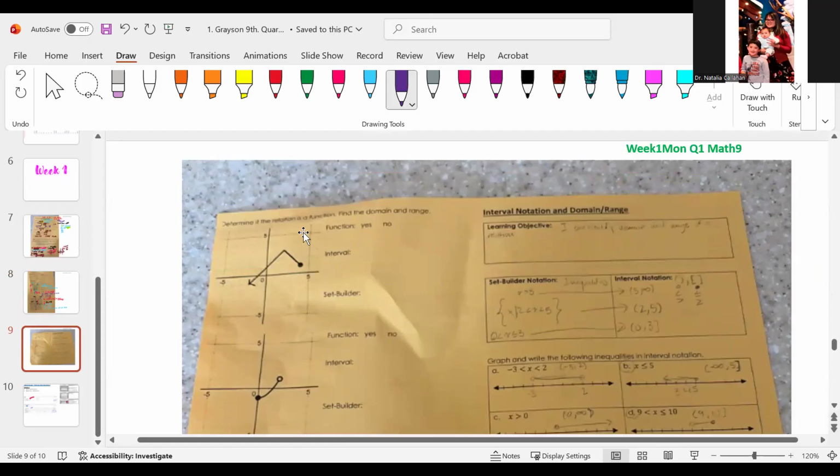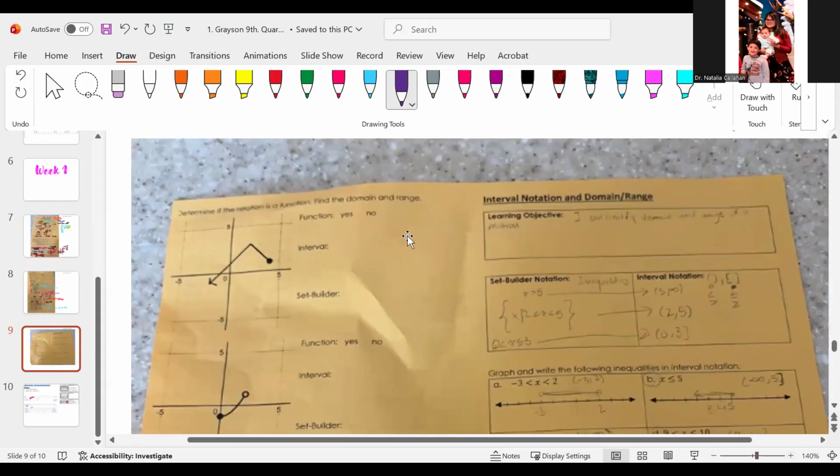Okay, determine if the relation is a function. Find the domain and range. Is the relation a function? Well, let's do the vertical line test. If I draw a line here, how many times does it touch the graph? What about here? What about here? What about here? So is it a function?